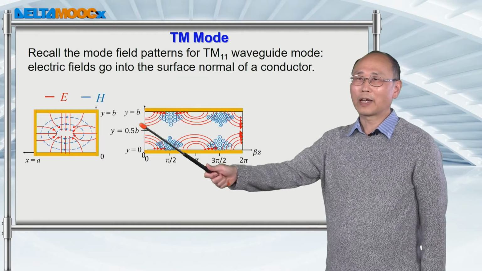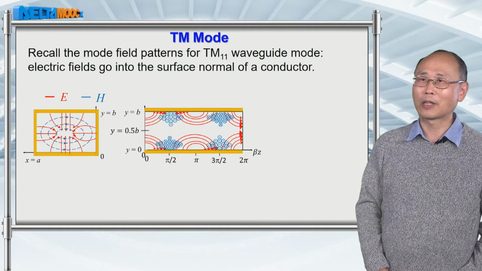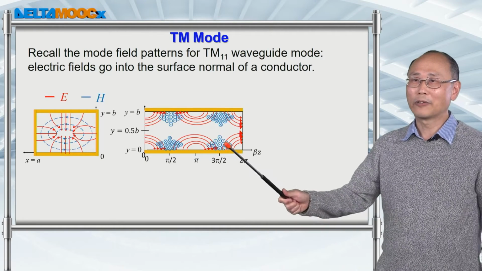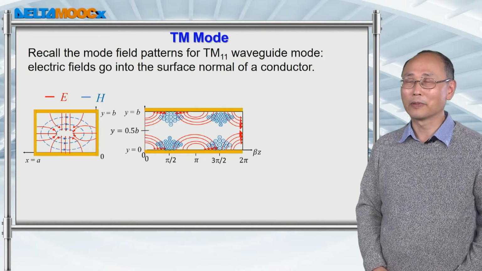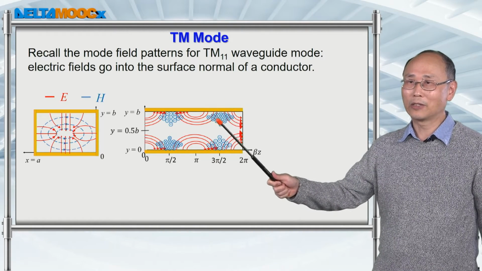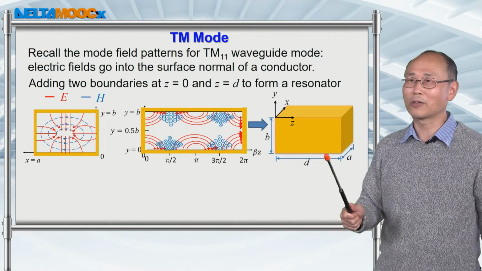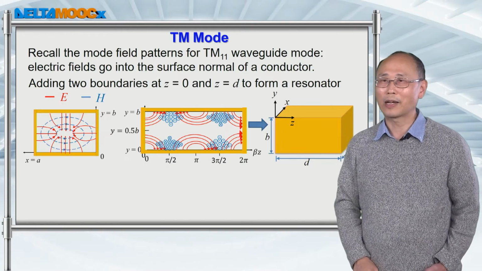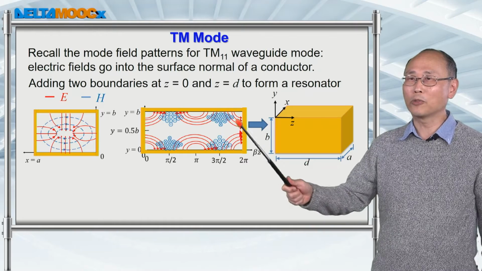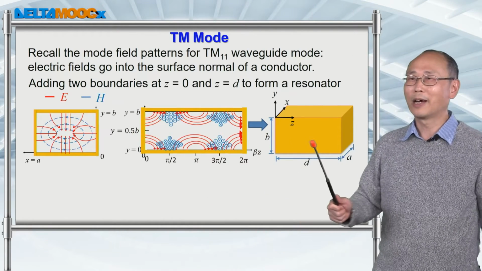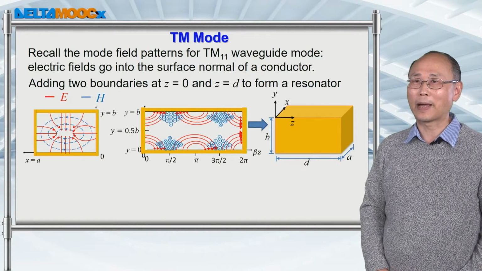And also, this is the field pattern of the TM11 waveguide mode we used previously. Now, if you want to convert this mode into a mode inside a resonator, in practice, you can just put two boundaries at this end and create a rectangular box. And then the field pattern, in fact, will also change. But by doing this mechanical construction, you can create a box for storing electromagnetic energy inside.